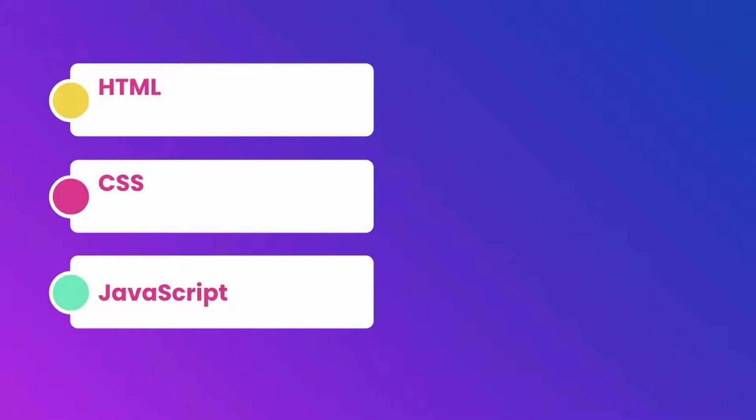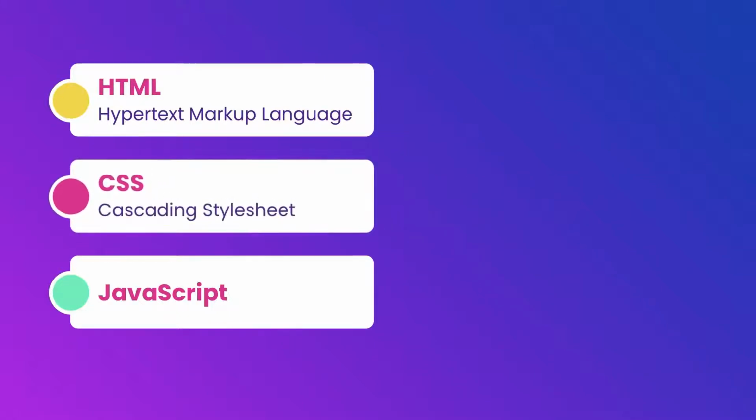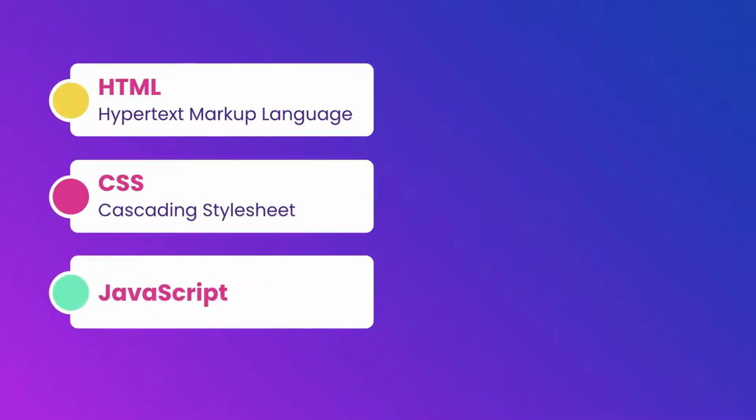So let's talk about HTML, CSS, and JavaScript. HTML is short for Hypertext Markup Language. I know it's a mouthful, but basically we use HTML to define the building blocks of our web pages. CSS is short for Cascading Style Sheet and is used for styling web pages and making them beautiful. JavaScript is used for adding functionality to web pages.